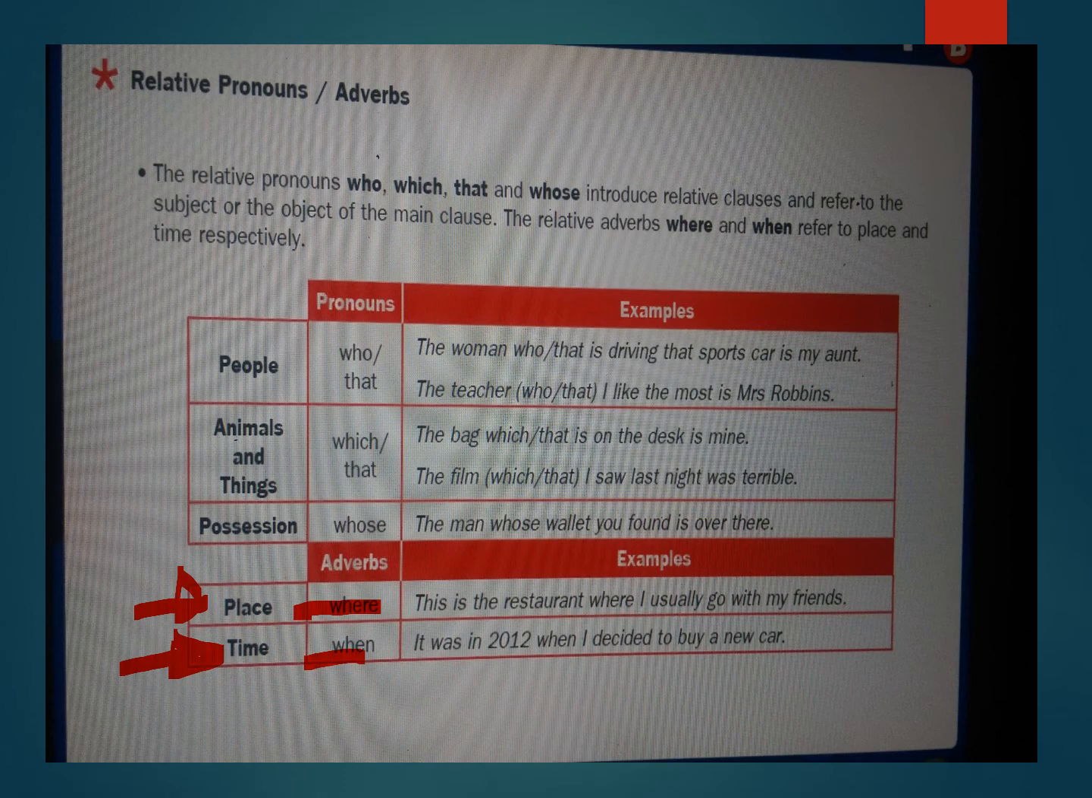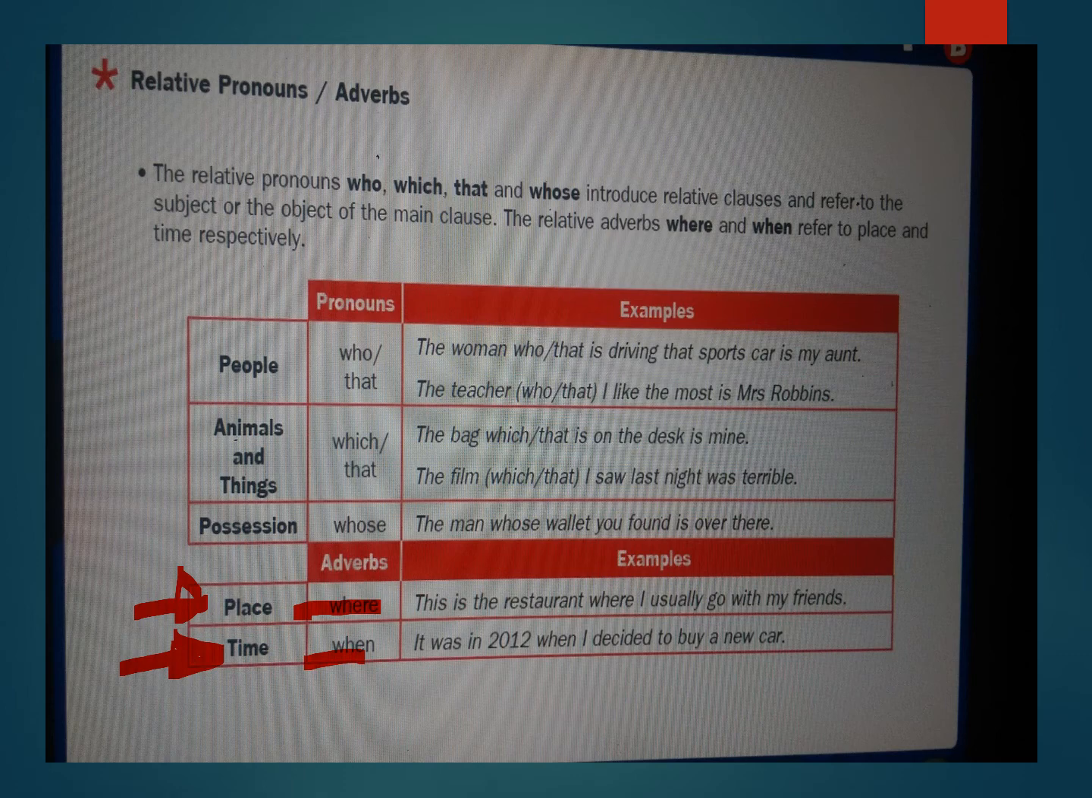Now let's move to the animals and things. Things like desks, the school, the class. Do we use the same pronouns, who and that, or different pronouns? Which and that. Very good. We use different pronouns which are which and that. Now you read the next examples. The bag which or that is on my desk is mine. Very good. Because this is a thing or animal. We use which or that.